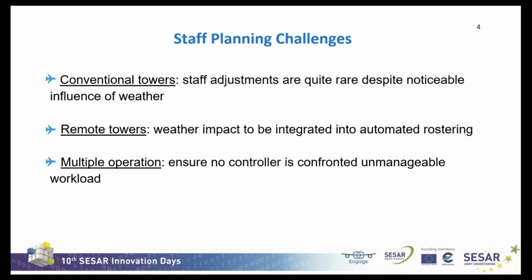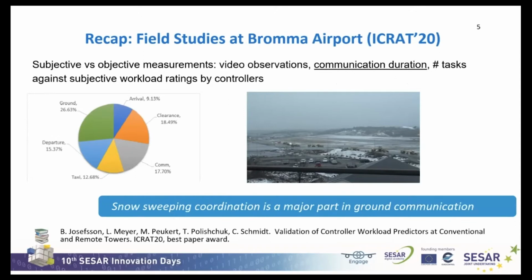But in remote towers, the weather impact is to be integrated into automated rostering and planning, mostly because of multiple operation challenges. We need to ensure that no controller is confronted with unmanageable workload due to extra tasks at two simultaneously controlled airports. Last year, we did field studies at the conventional tower Bromma. We compared subjective and objective measurements, did videotaping and communication duration measurements, and noticed that about 1/4 of the total communication duration was due to snow sweeping procedures.